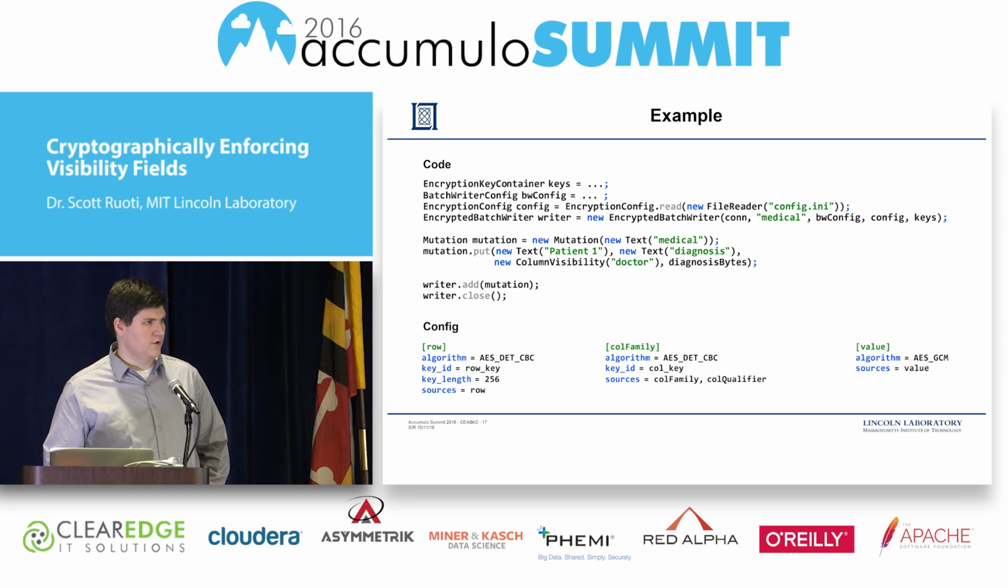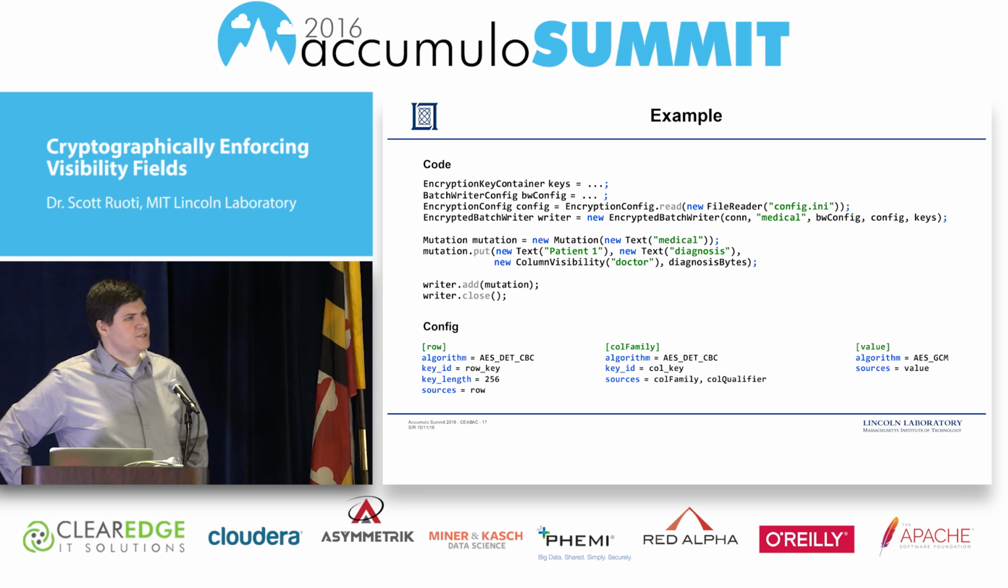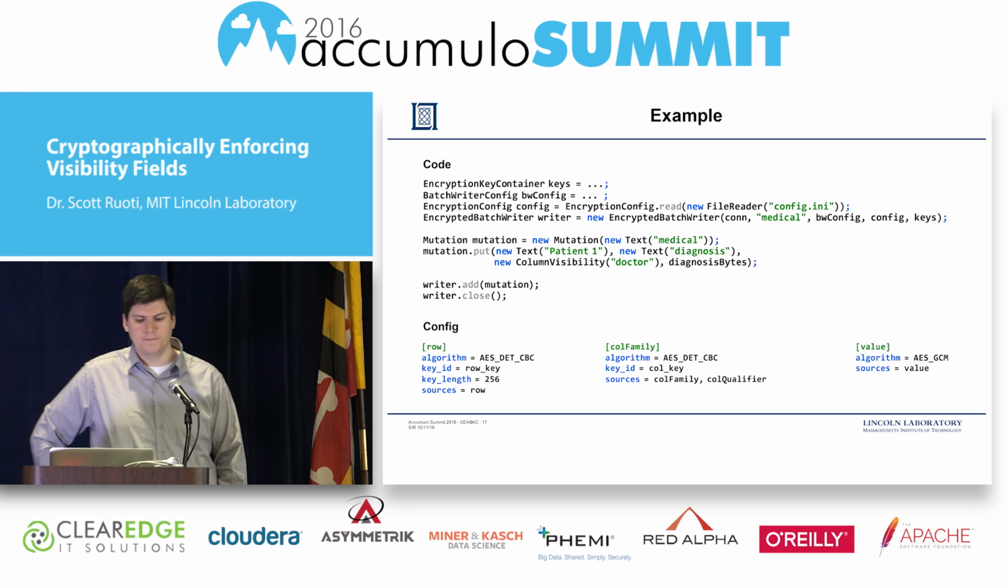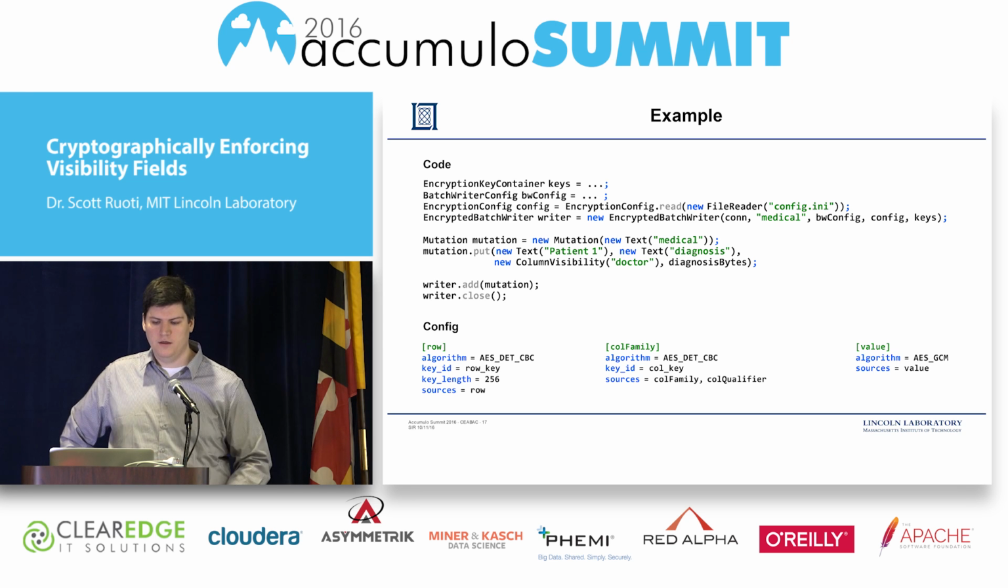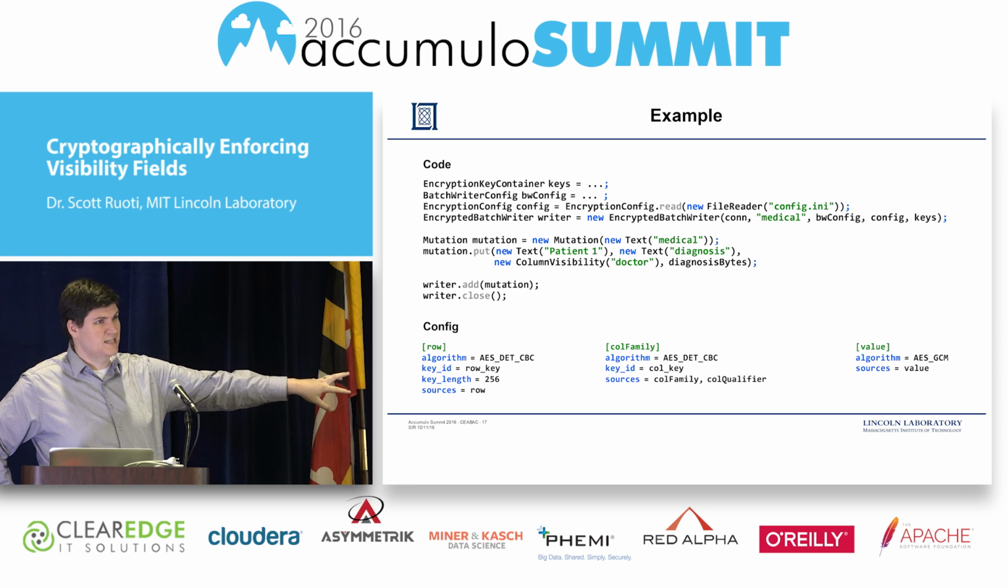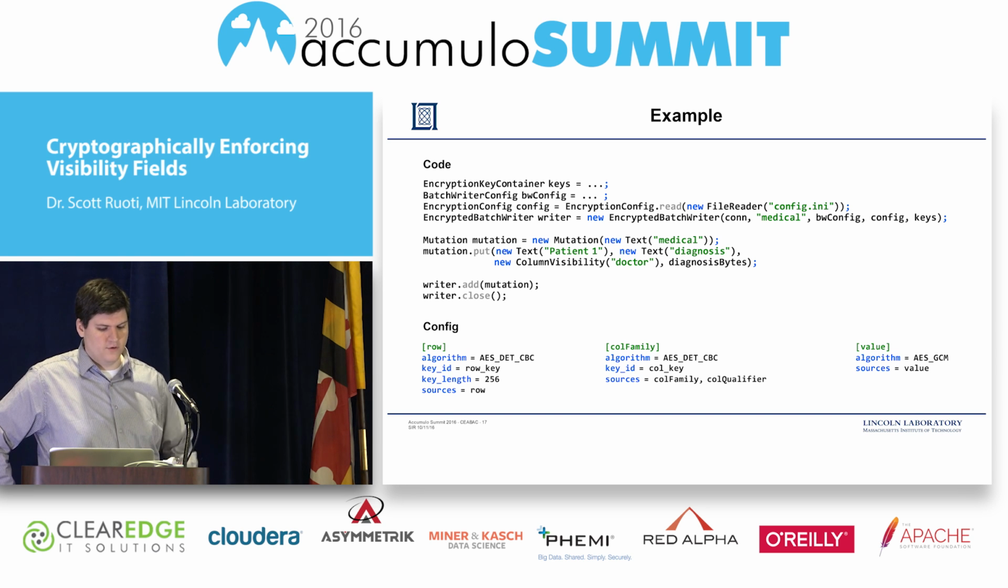So to show you an example of how easy this is to use, we have some code here as well as the configuration below. So in the code, we need some way to have an encryption key container. This is that key infrastructure, and we'll talk about what we've done to provide examples of that for the community in just a sec. So you instantiate that, you instantiate your batch writer config however you did normally before, and this time now you're going to create an encryption config from the INI file that's below, and I'll discuss that in just a sec.